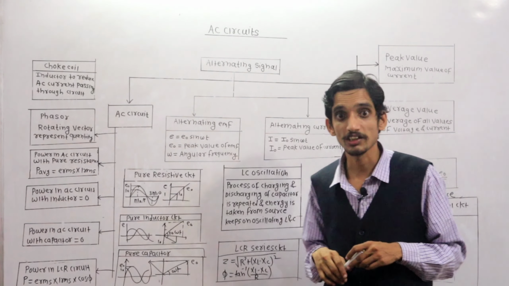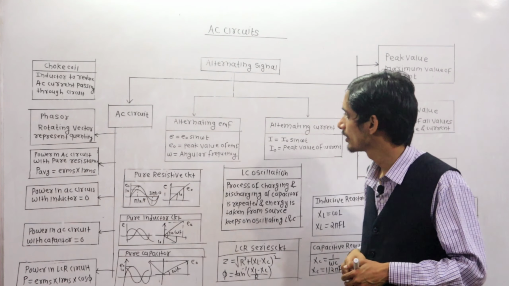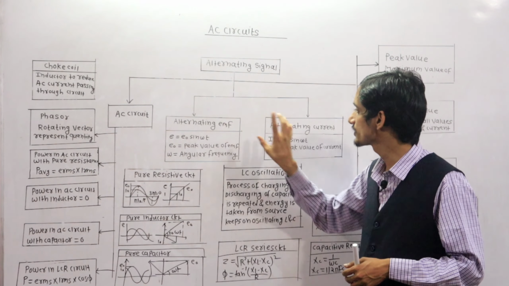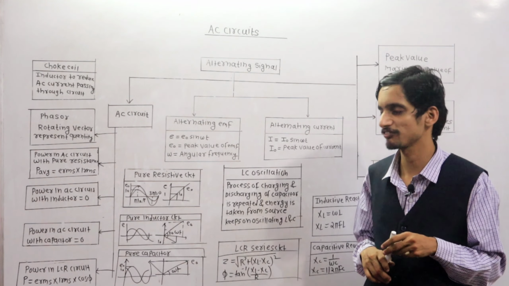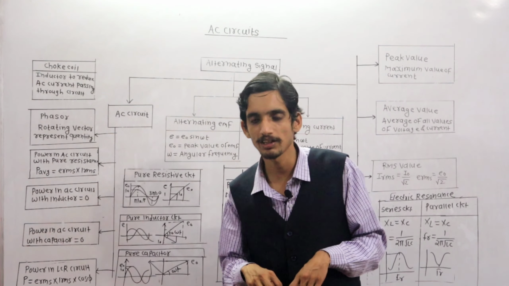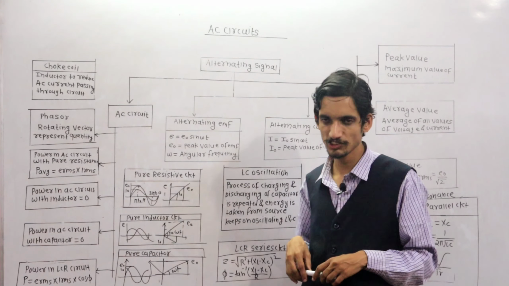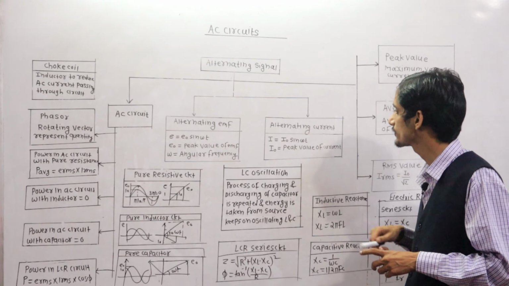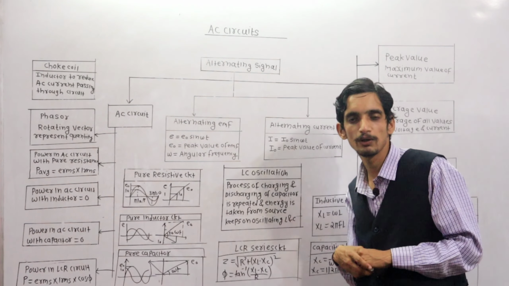Alternating signal gives AC circuits, and the alternating signal is represented in two ways. First is alternating current, and alternating EMF. Alternating EMF is represented by E = E0 sin omega t, where E0 is the peak value of EMF and omega is the angular frequency. Alternating current is represented by I = I0 sin omega t, where I0 is the peak value of current.